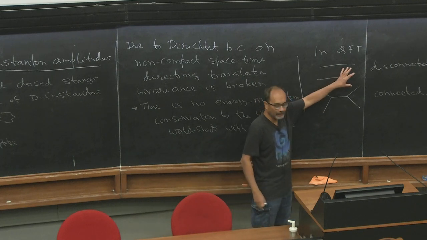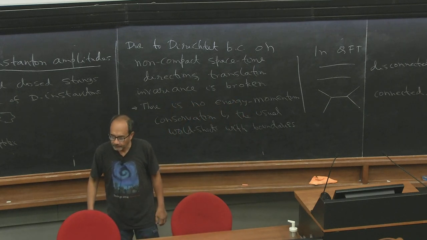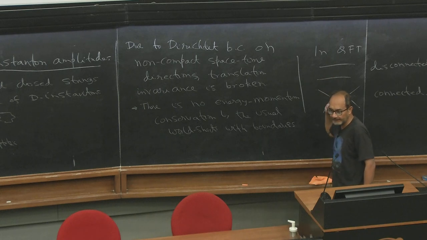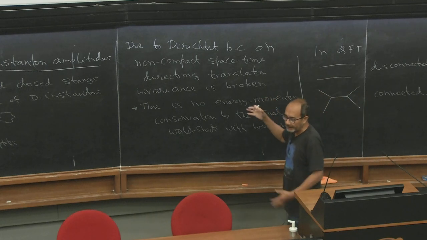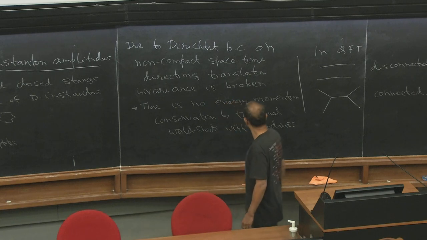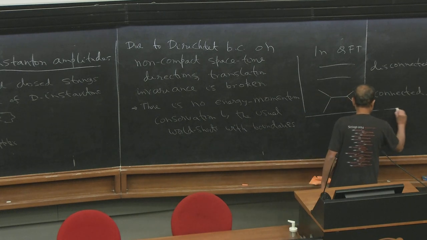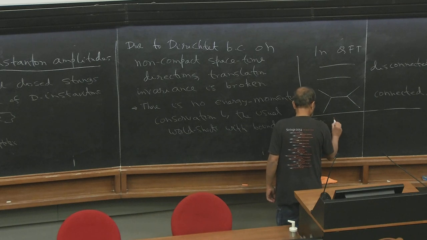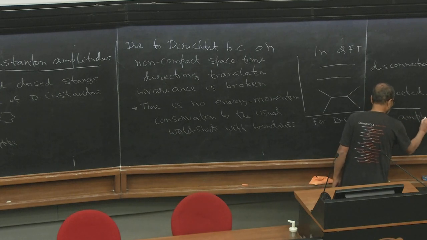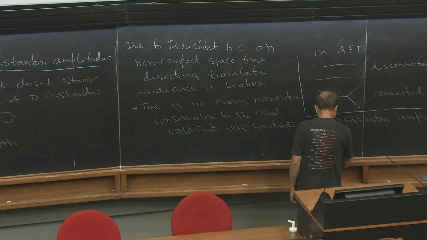Otherwise, in quantum field theory, these diagrams are there, and similarly in string theory also, disconnected worldsheets are very much present. But because D-instantons don't have this feature that individual worldsheets satisfy energy momentum conservation, they are in no way different from the standard worldsheets which are connected. So you have to include all of them. So for D-instanton amplitudes, we need to include these connected worldsheets.